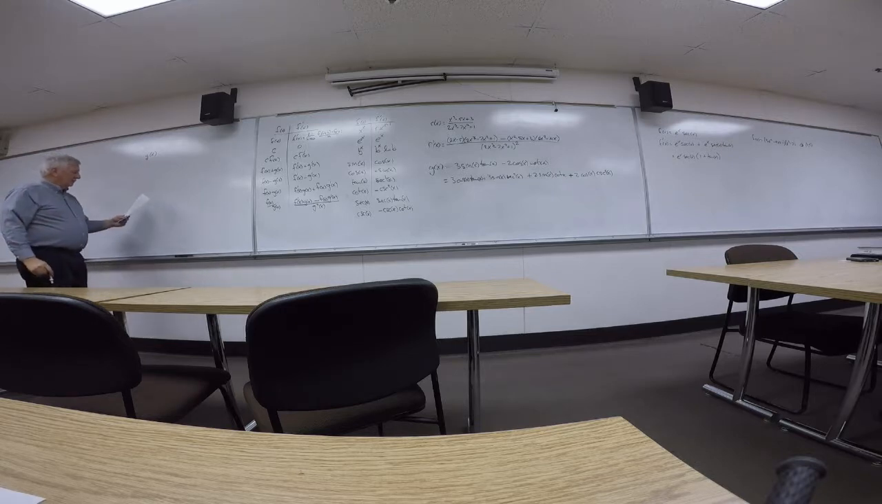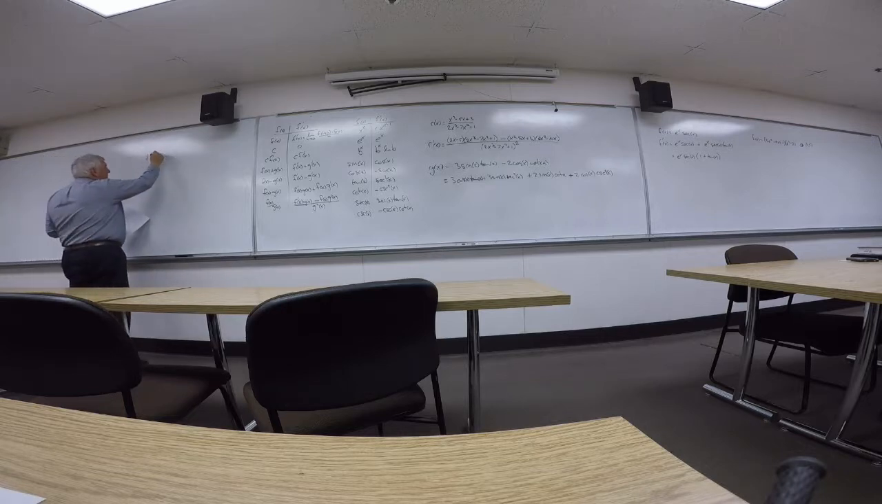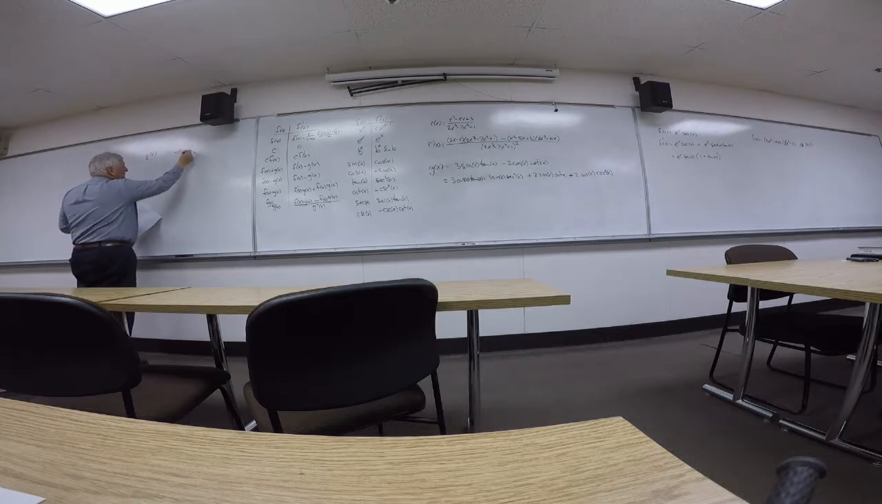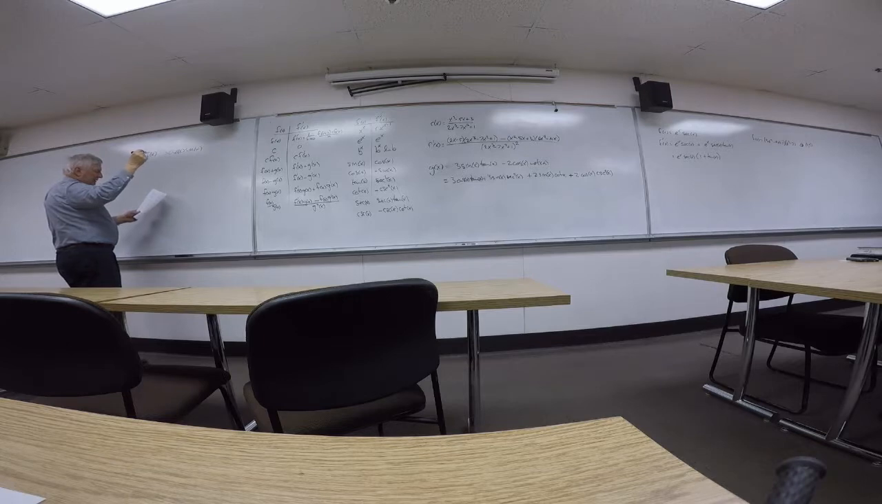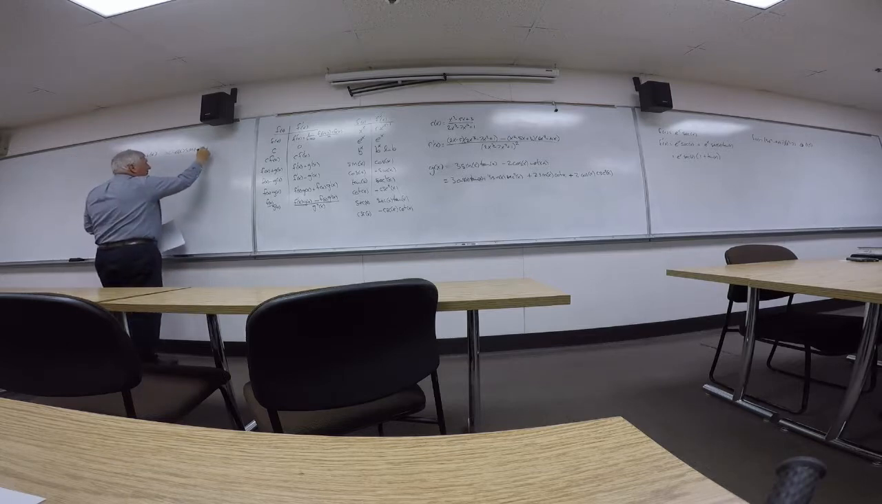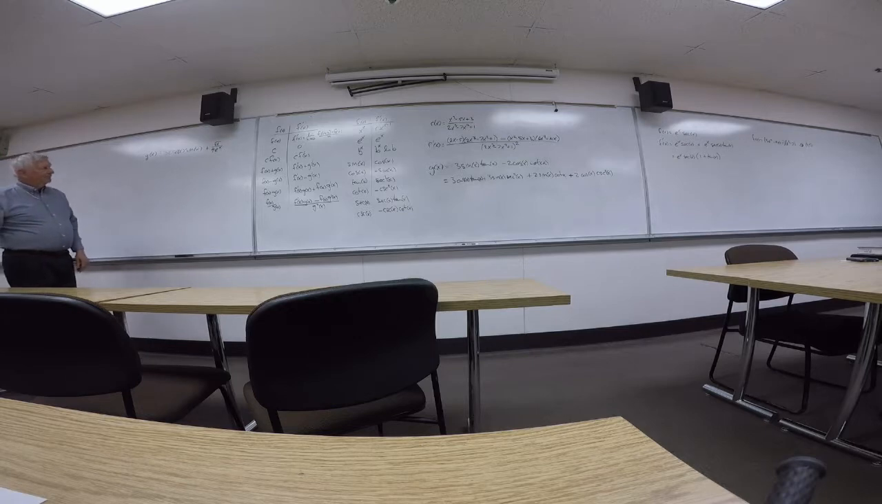Okay. So, number 8. 3 cosecant x times the sine of x plus square root of x over 4 e to the x. Okay, here we go. g prime of x.